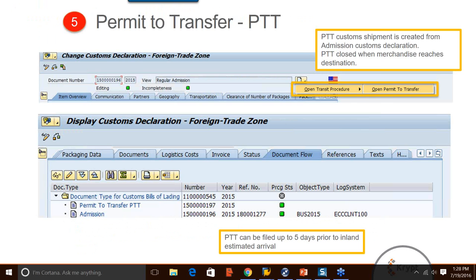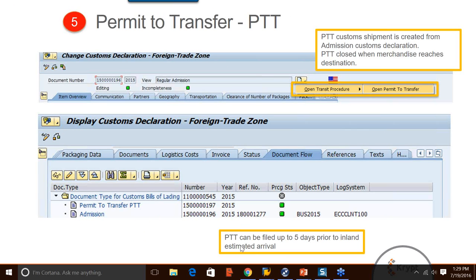All right, now we've filed with customs our admission information. Now we need to file our permit to transfer. So based on that admission document, you can open what's called a transit procedure, a permit to transfer. This document represents the inbound movement of that imported merchandise.